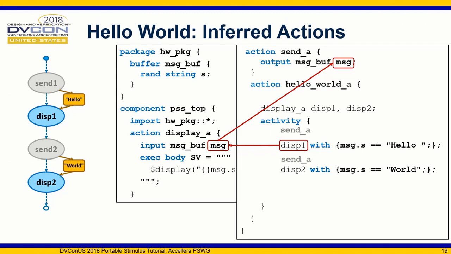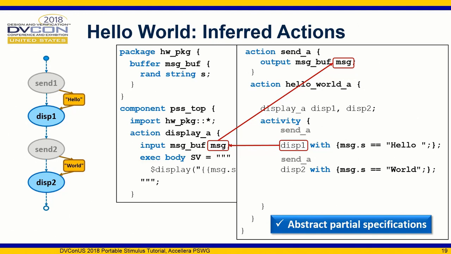I've specified what it is that I want to have happen, because what I really care about is that I'm going to display hello world. I really don't care where the data came from. So having that message that I'm going to display, I know it's going to come from send, so I'm implicitly doing a send, then a display, and a send, then a display. So this is an abstract partial specification.